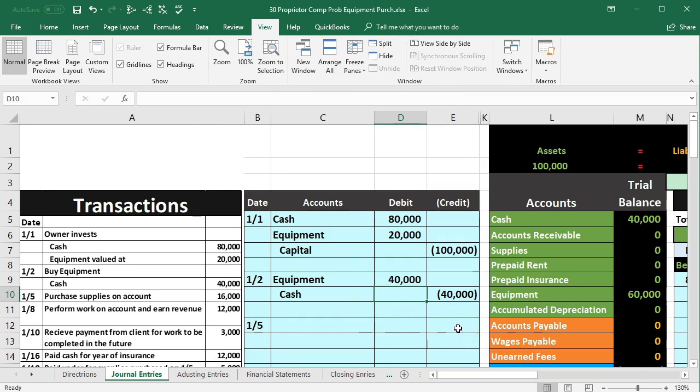Okay, so what we're going to do now is go to supplies. I'm going to go through our same questions looking at the trial balance. First, is cash affected? And we're going to say here it actually is not affected. How do we know that? We bought supplies, but it says on account.